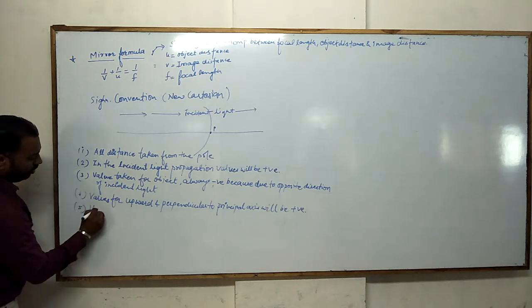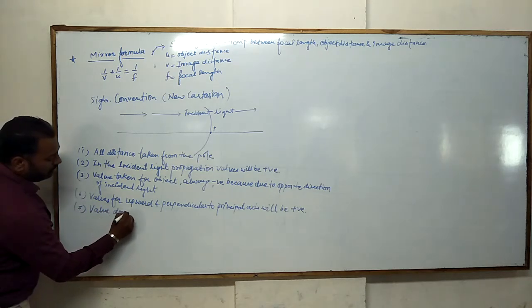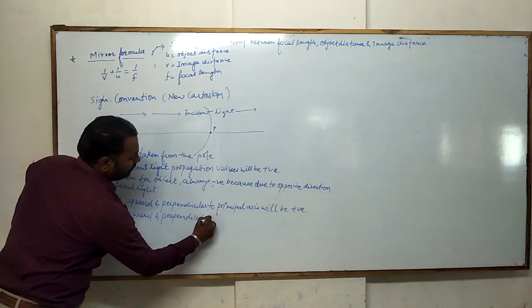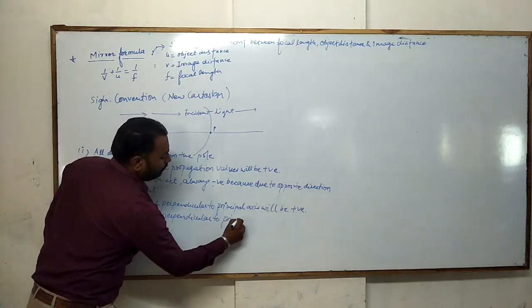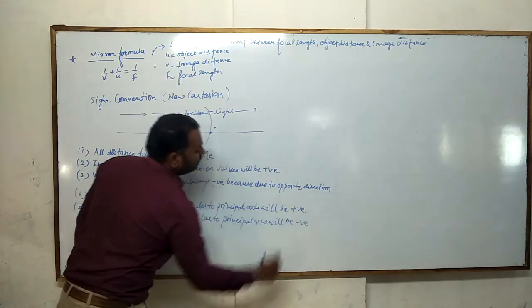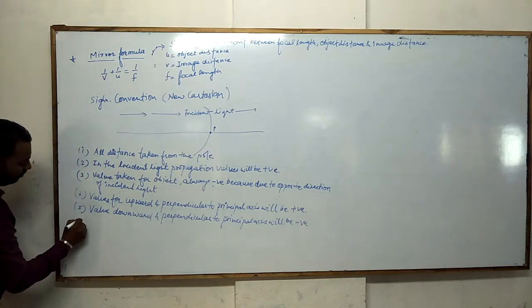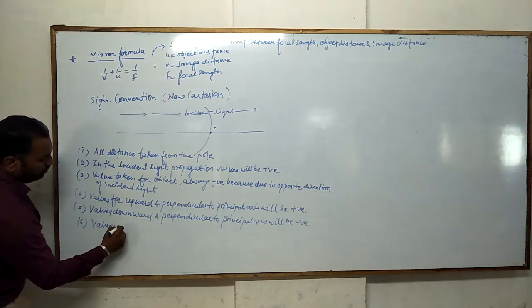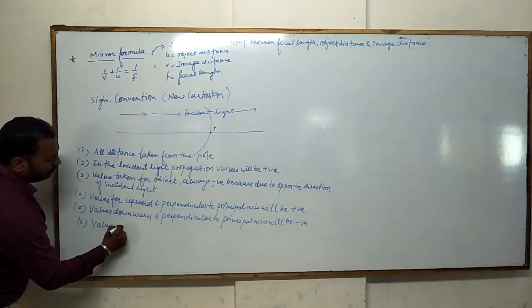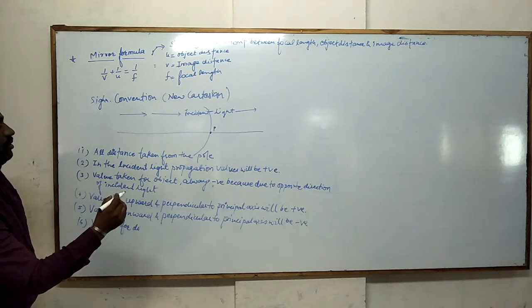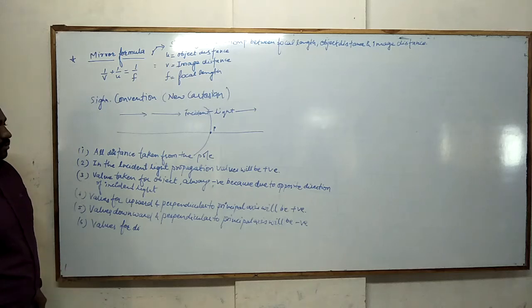Next is values downward and perpendicular to the principal axis will be negative. And values taken for the object are always negative because of the positive direction of incident light.